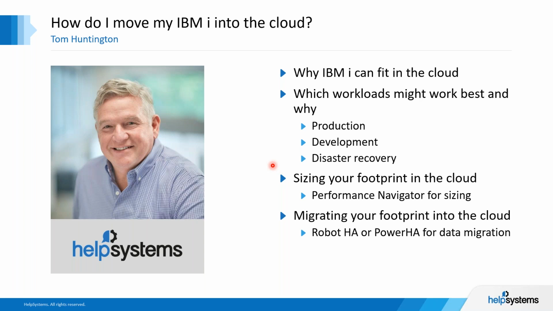So the challenge becomes, how do I get all that data there in a reasonable amount of time? And if I'm not ready to switch over yet, because I've got other things to put in place for my production environment, how can I keep those in sync and in concert as we have this time period where we're straddling the fence between on-premise and in the cloud? So a tool like Robot HA can help keep that data in sync for you for that data migration.